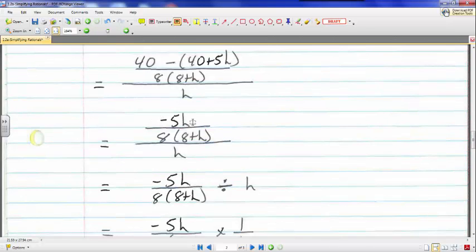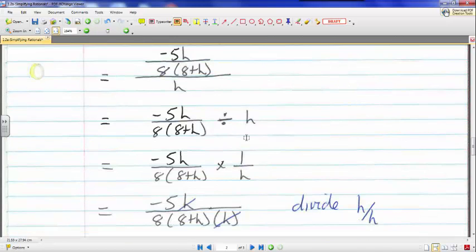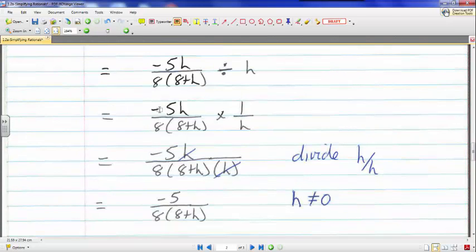And then when I have this three-tier fraction, I tend to look at it like this fraction divided by the entire value of h. And so if I rewrite it in this form, it's a little bit cleaner looking. And of course, when we're dividing by any term with fractions, we flip the second term and multiply. And so I have negative 5h times 1 over 8 times 8 plus h, times h. And again, our h's will divide out.